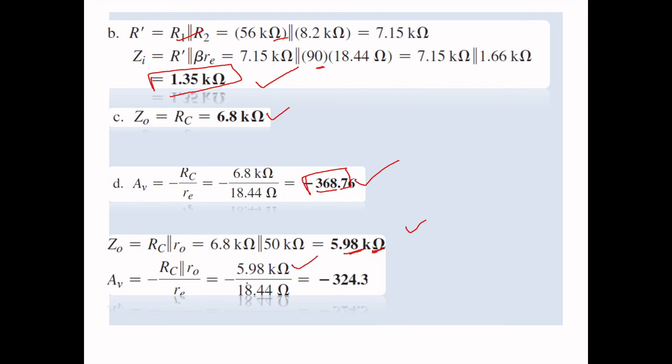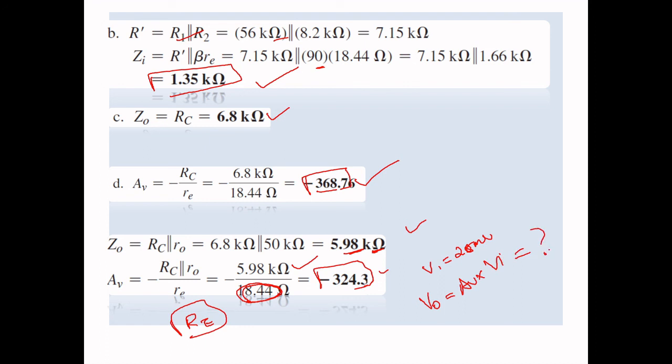This is divided by your dynamic emitter resistance. Don't confuse it with capital RE, which is the external emitter resistor connected in the circuit. This is a dynamic resistance which you obtained mathematically. So 5.98 kilo ohm divided by 18.44, you will be getting minus 324.3. Suppose an input voltage was given as 25 millivolt, we can find the output voltage equal to AV into Vi, so you will be getting some voltage.